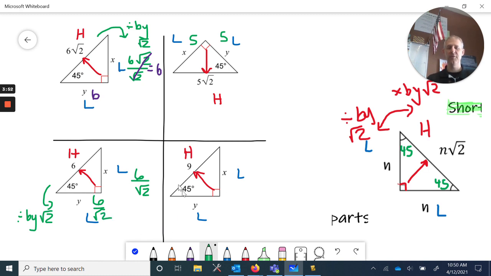And then here we know the hypotenuse is 9. So this would be 9 divided by square root of 2. This would also be 9 divided by square root of 2. Okay, that's all there is to it.